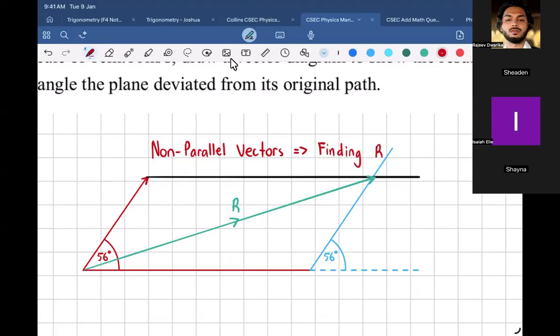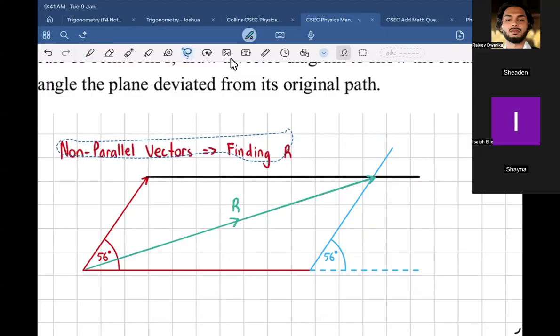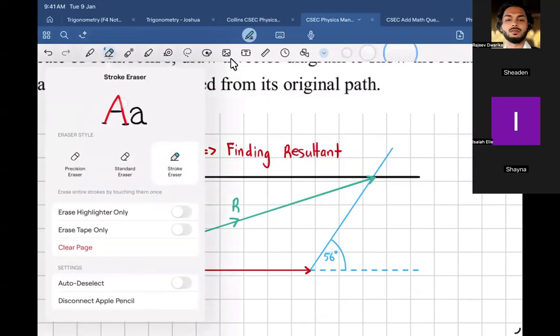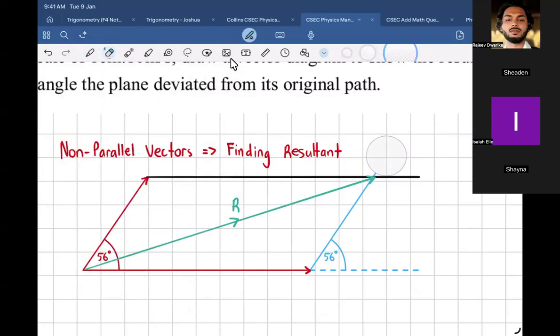These are the kind of questions that come for CXC. They like to bring this. Once they bring in forces, they bring this. Since I've shown you guys how to do it, I think you should be able to handle the question fine. Let me just clean up the diagram.